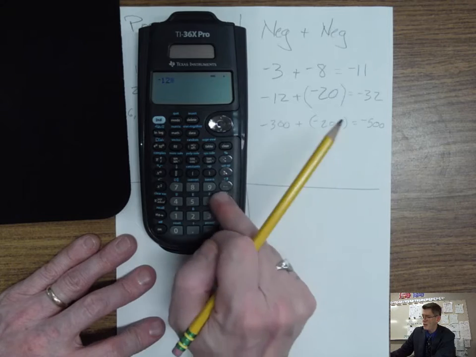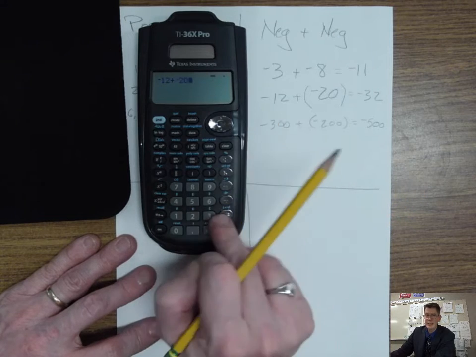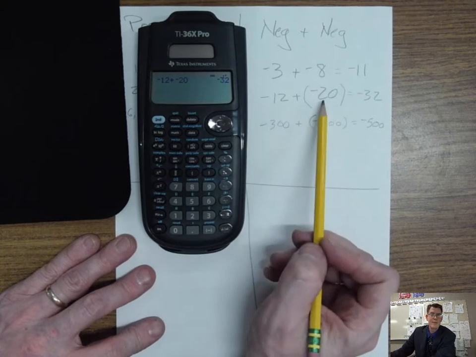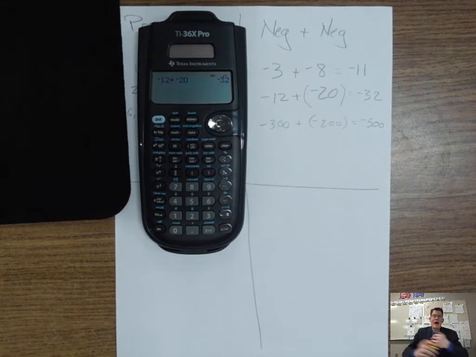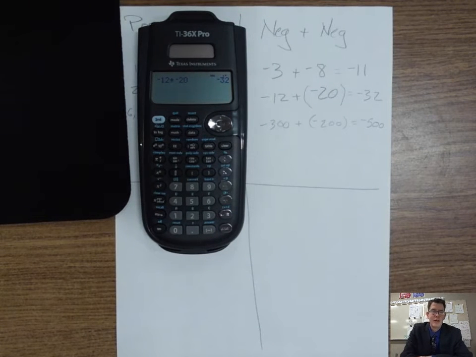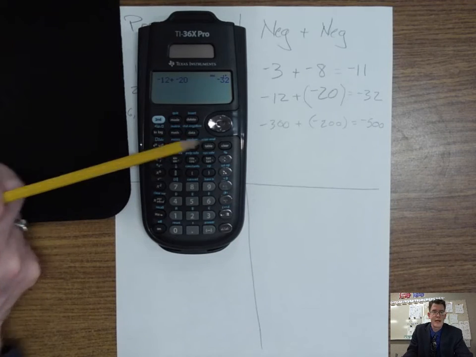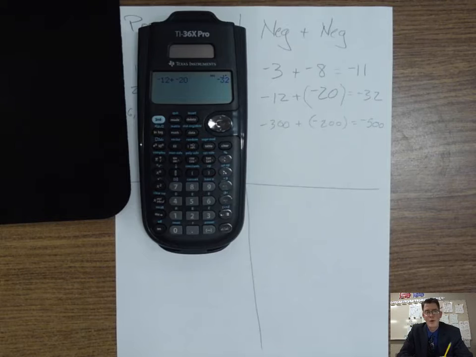Negative 12 plus a negative 20. Yep, negative 32. And students, from now on, you'll be able to use a calculator. 7th grade, 8th grade, 9th grade, all the way through high school into college, you'll be using a calculator. This is even a dinky calculator compared to the ones you'll be using later.